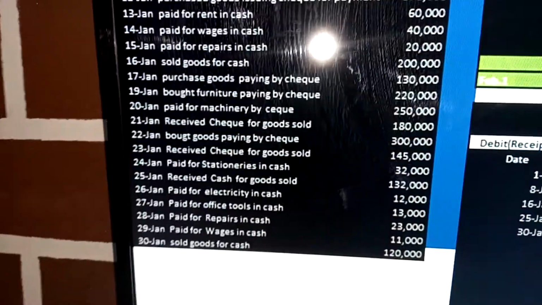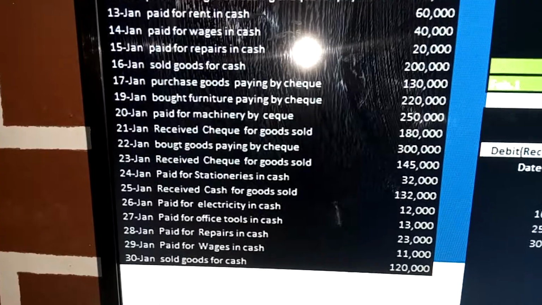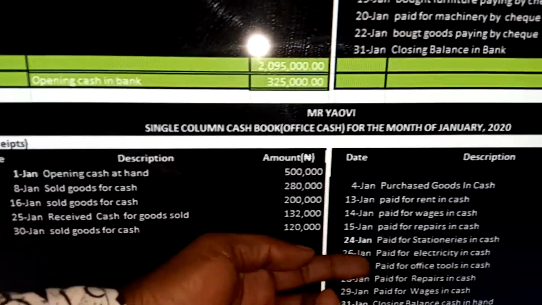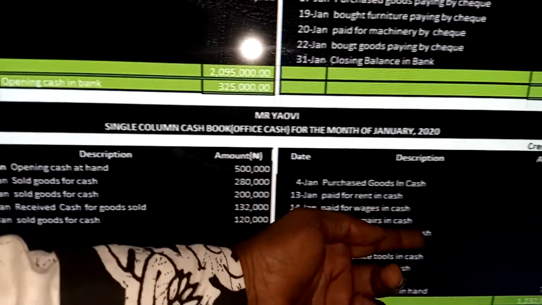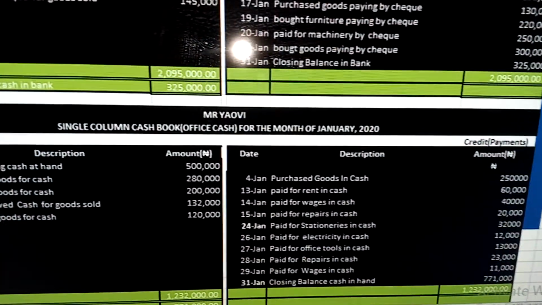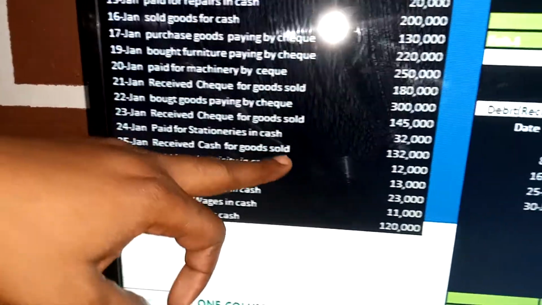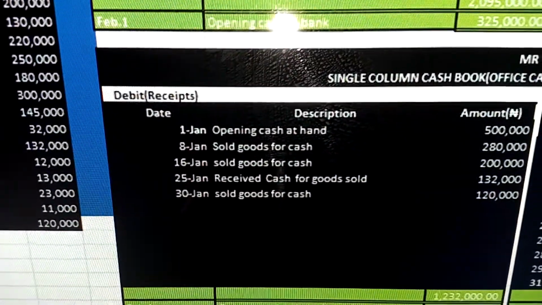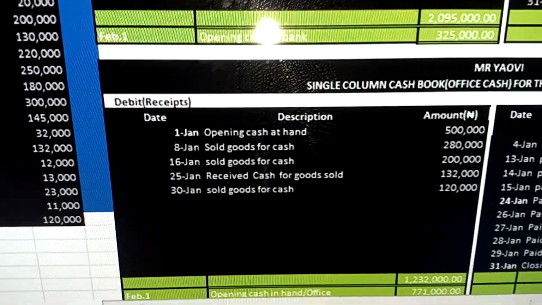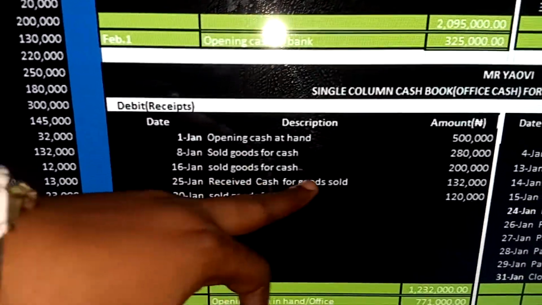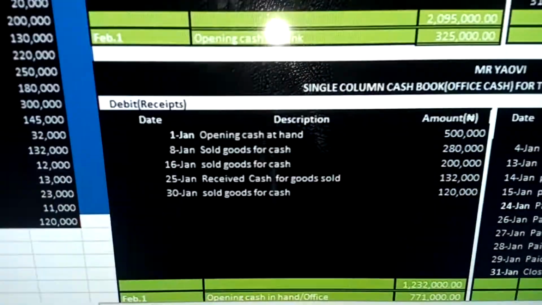45,000. So next one, we have 24th, paid for stationaries in cash. It will affect the cash. So we'll come here. 24th, paid for stationaries in cash. We have the value there as 32,000. So the next one, which is 25th of January, received cash for goods sold, 132,000. So you're receiving, that's the receipt side, but it's going to be the office cash. So what do you have? Received cash for goods sold, 132,000.